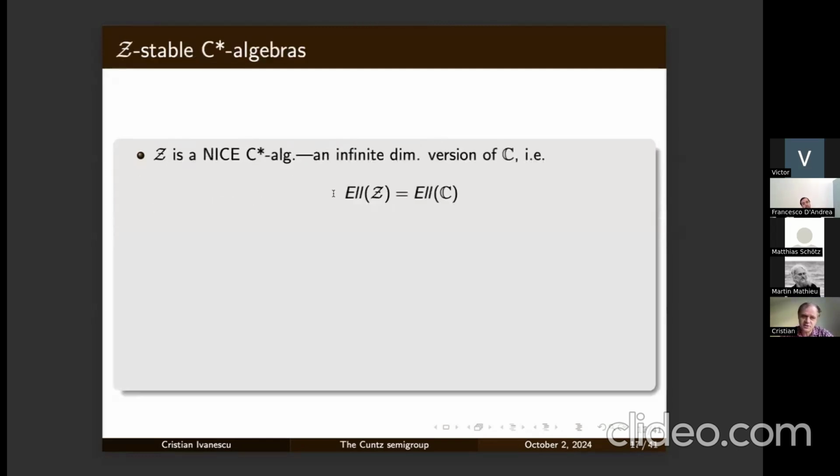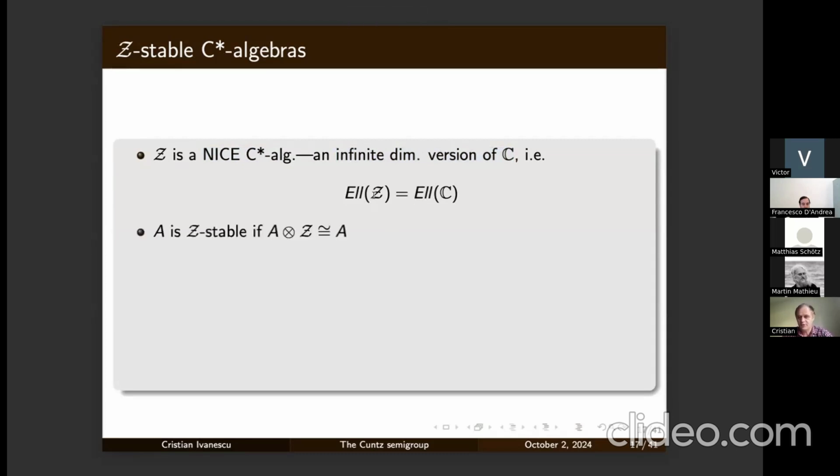Now, I did mention the Z-stable C*-algebras. So Z is the Jiang-Su algebra. If you see it for the first time, let me just say it's a nice C*-algebra. It's an infinite dimensional version of C. By that, I mean it has the same Elliott invariant as C. So that means K0 is Z, K1 is trivial, and the tracial cone, the tracial space, has a unique trace. So both Z and C have a unique trace. Also, Z is projectionless. I mean, it has only the 1 and 0, but it's projectionless.